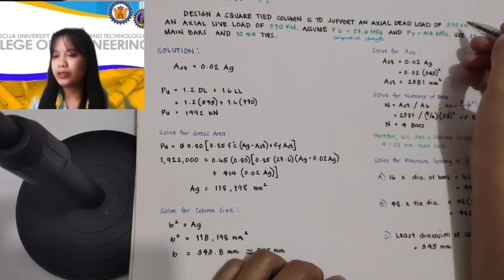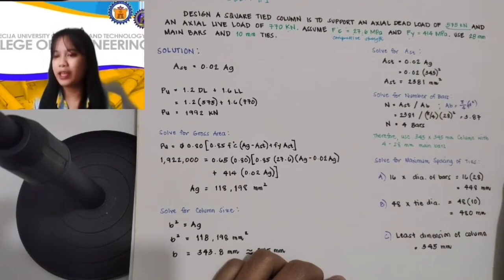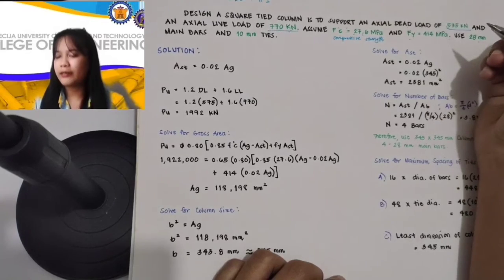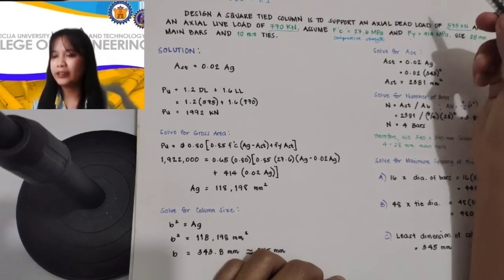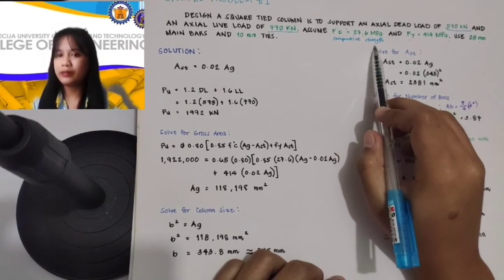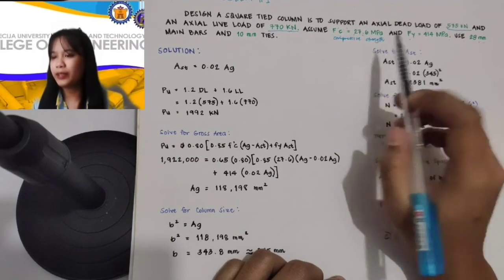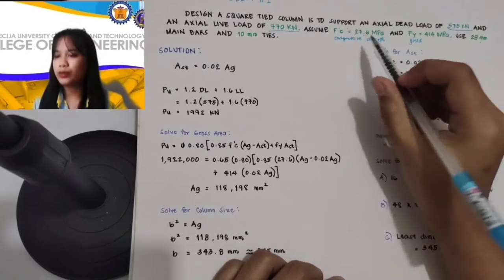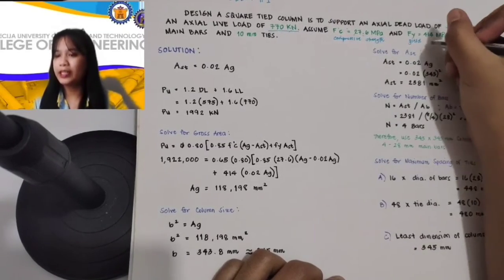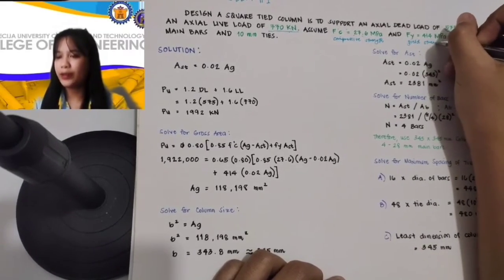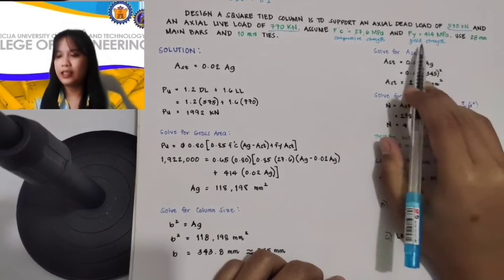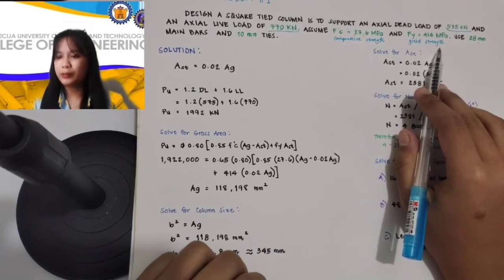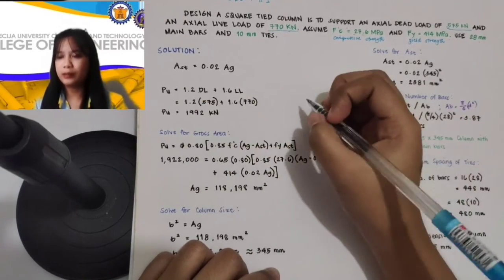The axial dead load is 575 kN. The axial live load is 770 kN. And let's assume the fc, or the compressive strength of the concrete, is equal to 27.6 MPa and the fy is 400 MPa, which is the yield strength. So let's proceed to the solution of this problem.